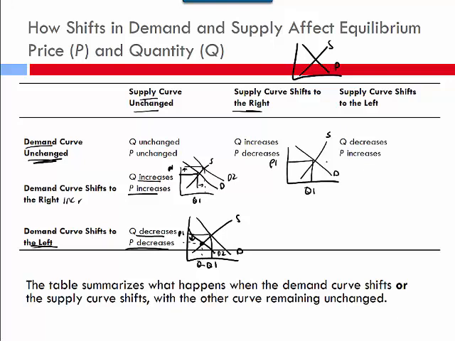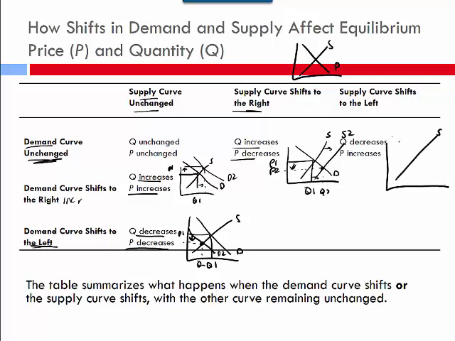And supply shifts to the right. So it goes like this. Supply 2 over here. Here's my new equilibrium point. So I can see that the price went down and the quantity went up. Price decreases, quantity increases. So every time you see a situation where demand doesn't shift but supply shifts to the right, you should see a decrease in the price and an increase in the quantity.